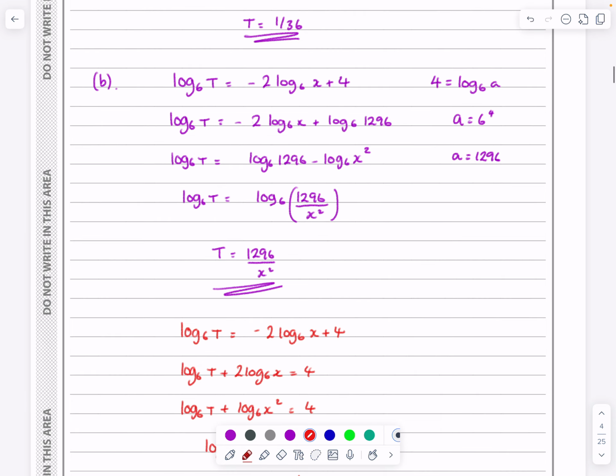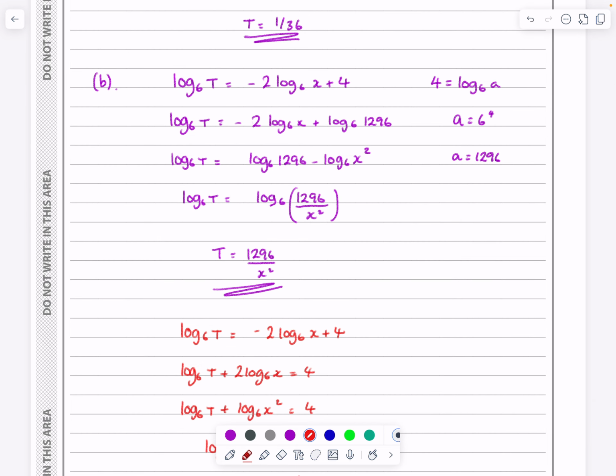Good to practice both methods, I guess, but in that case, neither of them is any quicker than the other one. Okay, nice log question. Hopefully that all makes sense to you.